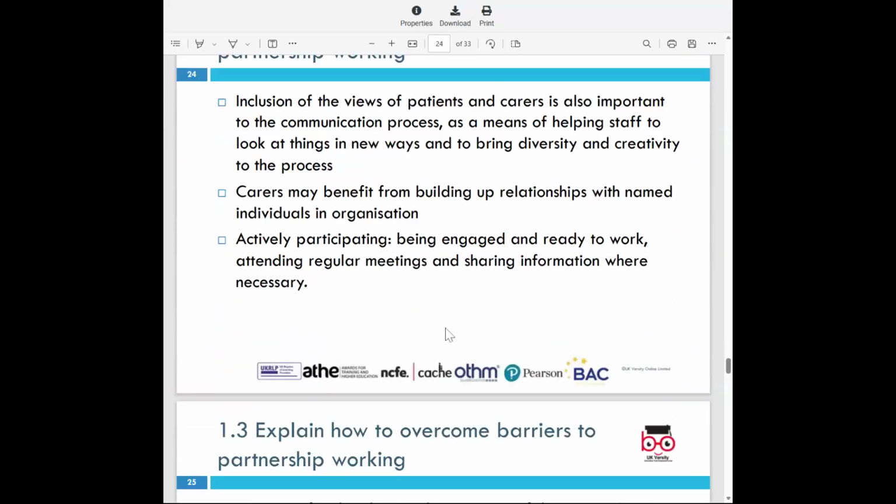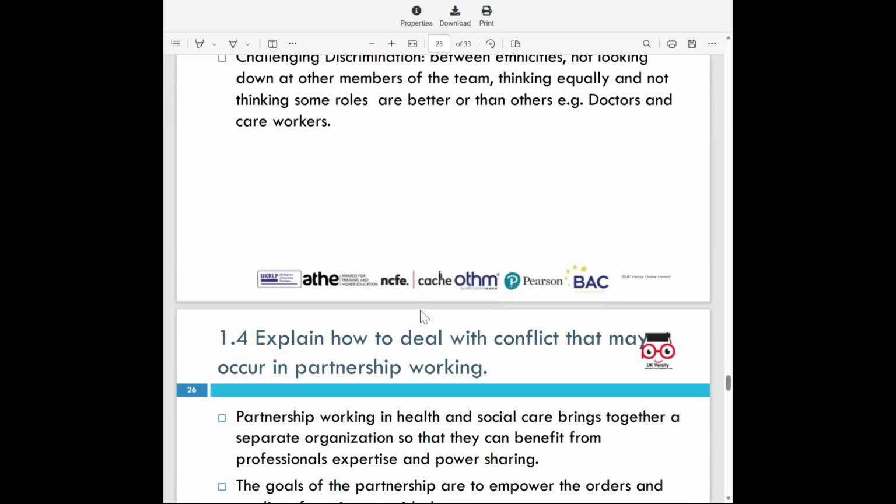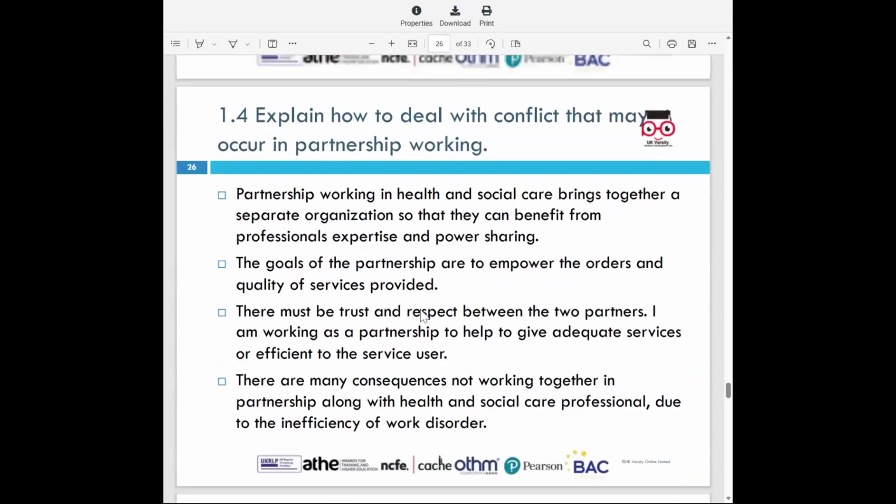Inclusion of views of patients and carers, and that's really important in the communication part of it, making sure that staff are helping the service users and carers build this relationship with different organizations. Engaging families, making sure that families are part of the communication, part of the treatment plan, part of the care plan, and challenging any sort of discrimination, making sure there's no ethnic discrimination. Everyone is treated equally, be it doctors, be it nurses, they all should be treated the same, and make sure that their roles are equal.